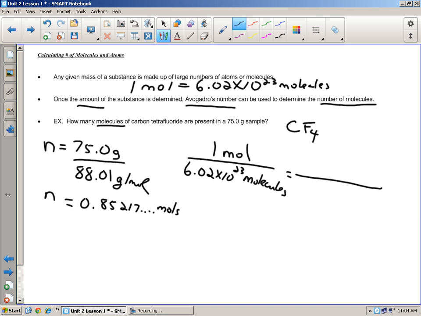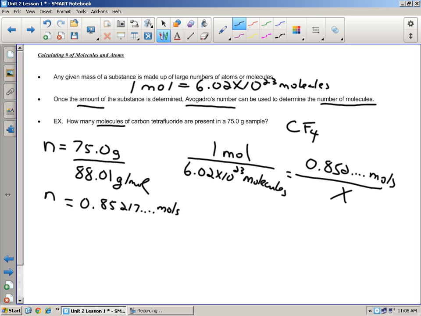Do I have a mole in this particular case? No, I only have 0.85. So should I have 6.02 times 10 to the 23 molecules? No, I should have less, yes? How would I figure that out? Well, I'd multiply the two, 0.85. It's the number of molecules for 0.85 moles of a substance. If one mole is always 6.02 times 10 to the 23, what's 0.85 moles comparatively speaking?